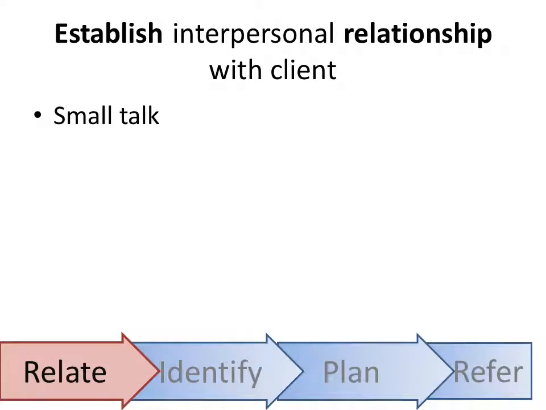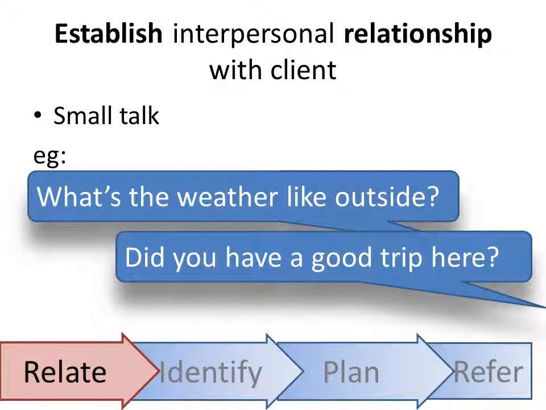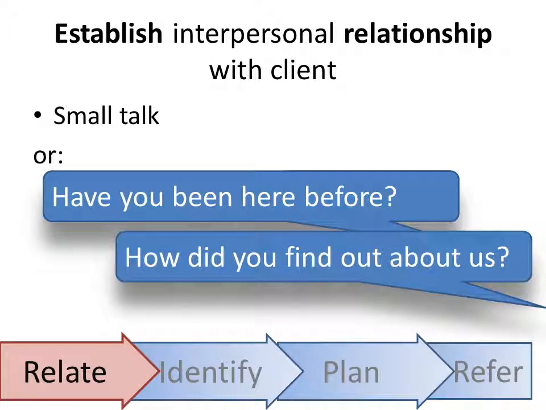Okay, so what I'm looking for is that right at the start of your role play, you do a bit of small talk. You don't just dive straight into confidentiality and all that sort of stuff. So you'd say things like, "What's the weather like outside? Did you have a good trip here?" Or you might say things like, "Have you been here before? How did you find out about us?"